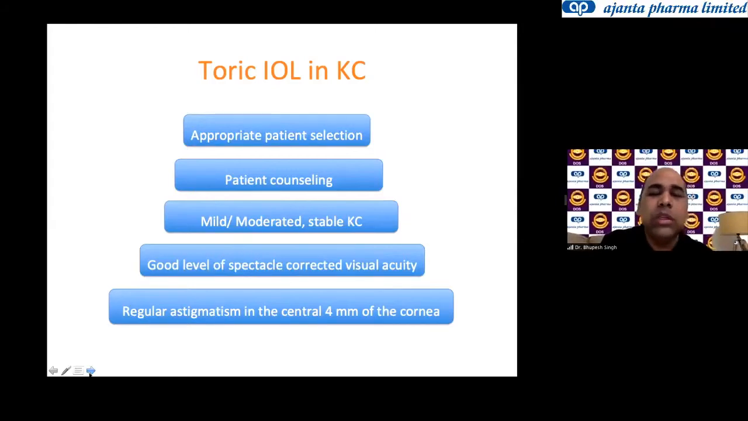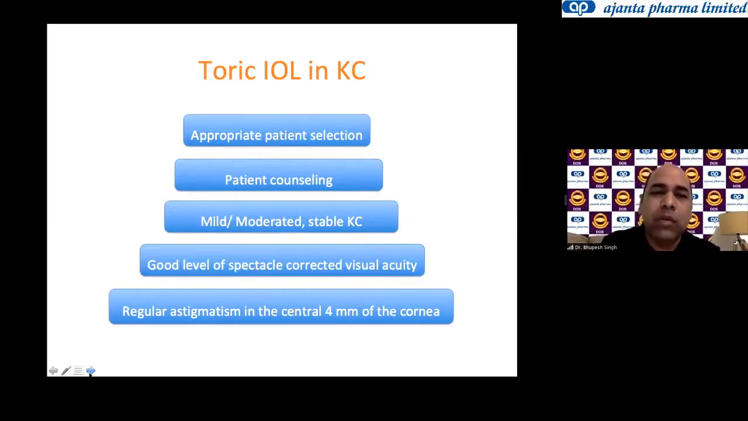Monofocal IOL can be used in any grade of keratoconus, but if you have to choose a toric IOL, appropriate patient selection is a must. Patient counseling is very essential. We have to explain to the patient what he is going to achieve with that toric IOL post-operatively. It can be used in mild to moderate keratoconus, and the keratoconus has to be stable. These patients should have a good level of spectacle corrected visual acuity, and only then should we go with a toric IOL.